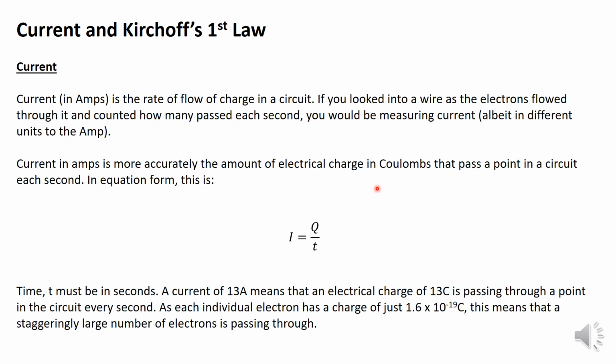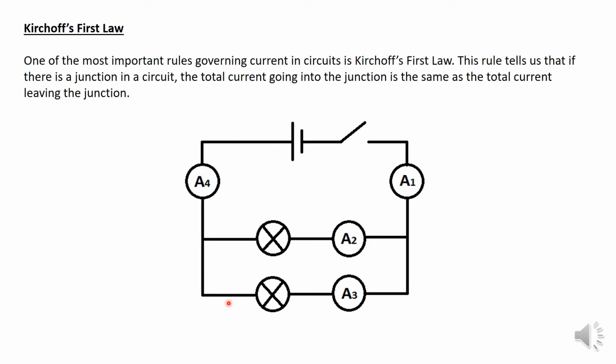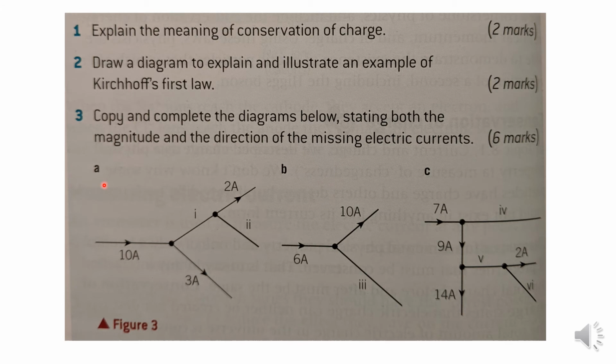What's much more useful for us in this circuit here is Kirchhoff's idea that you've got 5 amps going in, 2.5 and 2.5 coming out. Some kind of junction showing the current going in is the same as the current coming out. And question 3 is where there's a bit more to think about with this. So copy and complete the diagrams below stating both the magnitude and the direction of the missing electric currents.